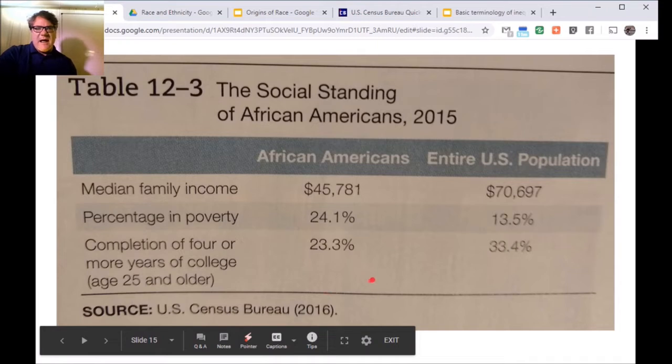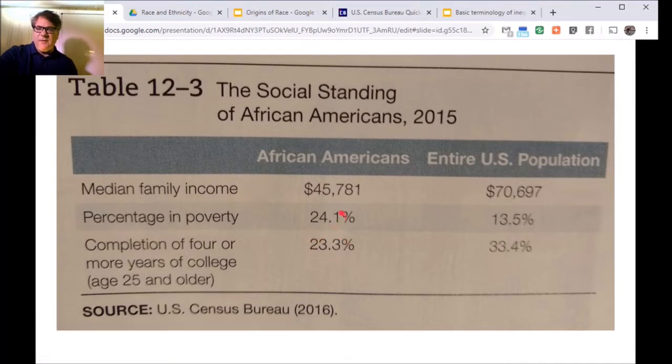Now we're going to look at African Americans in 2015. Educational attainment is higher than Native Americans. Percentage of poverty is a little bit lower, but this is also lower. What is it about being African American in the United States that's a common social standing experience compared to Native Americans? Well, think of the history of Africans in North America. Okay.